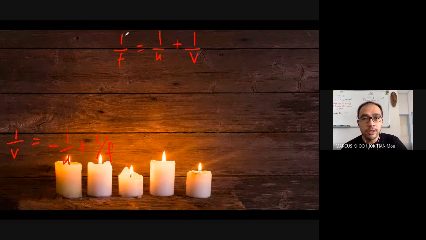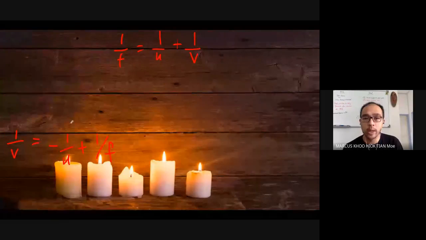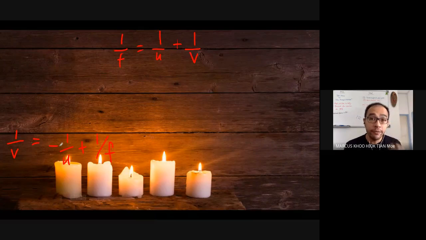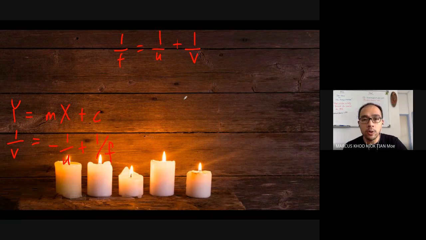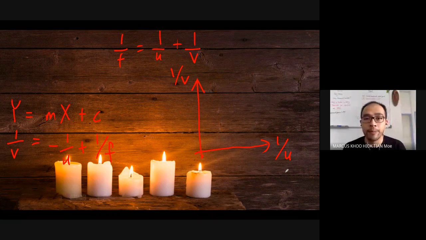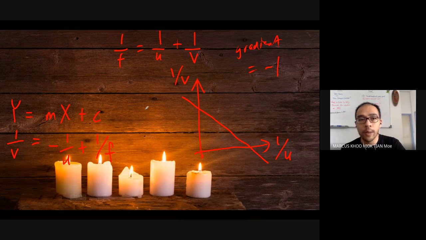Okay, so anyway, this is the formula that we used, and if I adjust it, 1 over V equals minus 1 over U plus 1 over F. Now, if you remember from studying maths with your teacher, Puan Lim, linear law, if I do this as y equals mx plus c, I can conclude that if I draw a graph of 1 over v against 1 over u, I will get a straight line with a negative 1 gradient.